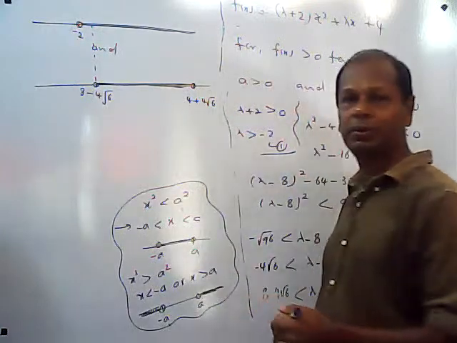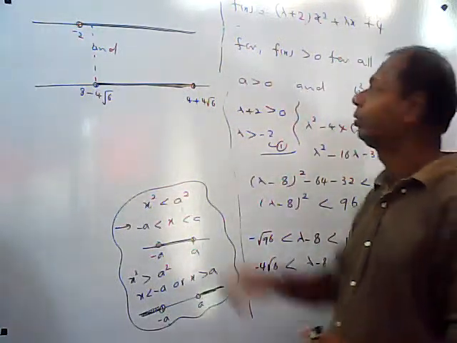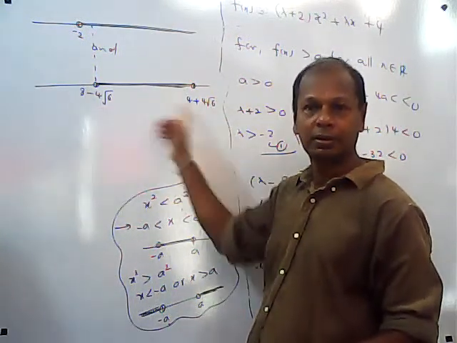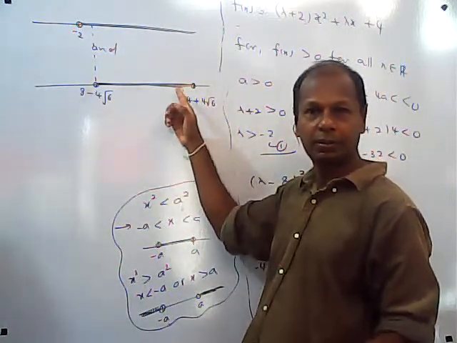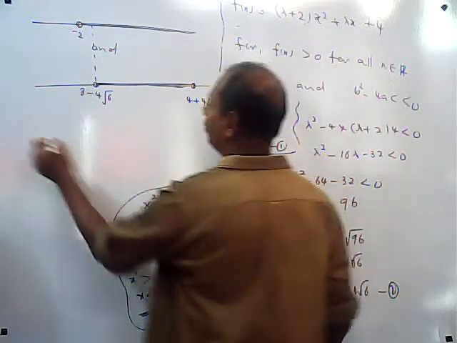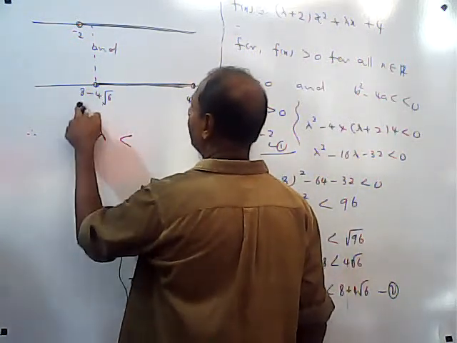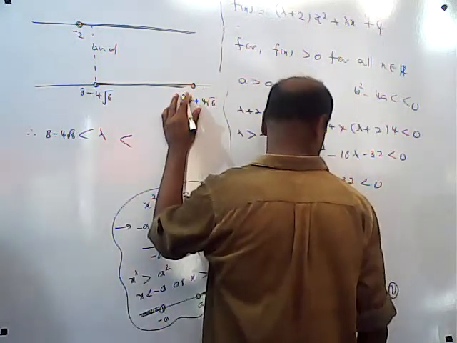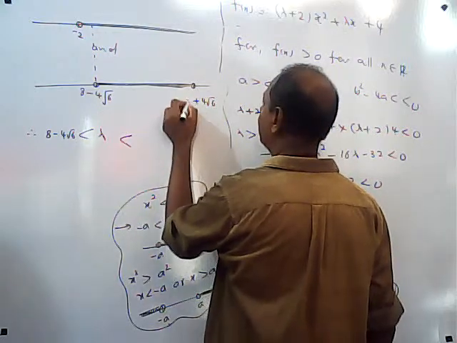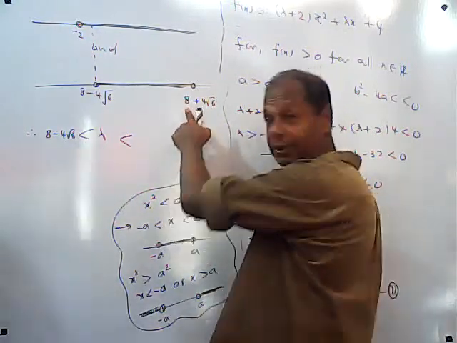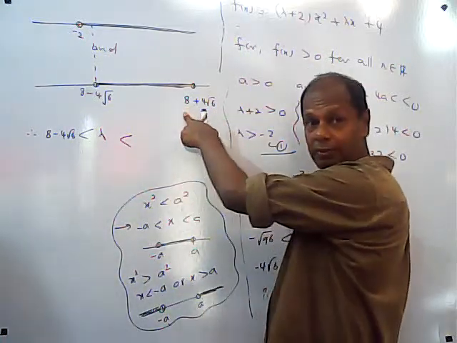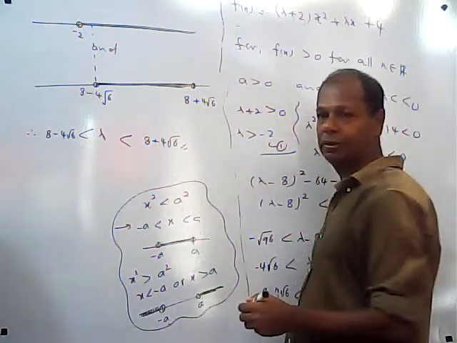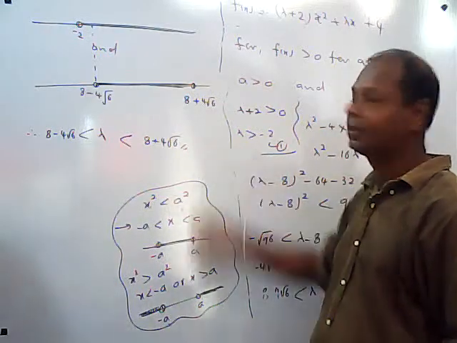Now where are both of these satisfied, the lambda to satisfy this and this as well? Therefore this is the set of x for lambda: 8 minus 4 root 6 and 8 plus 4 root 6. This will be around 17 point something, so this is the answer finally.